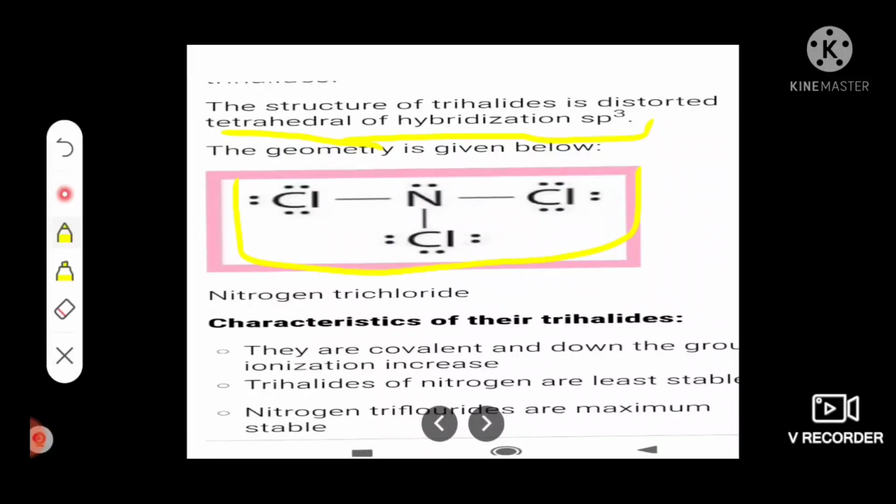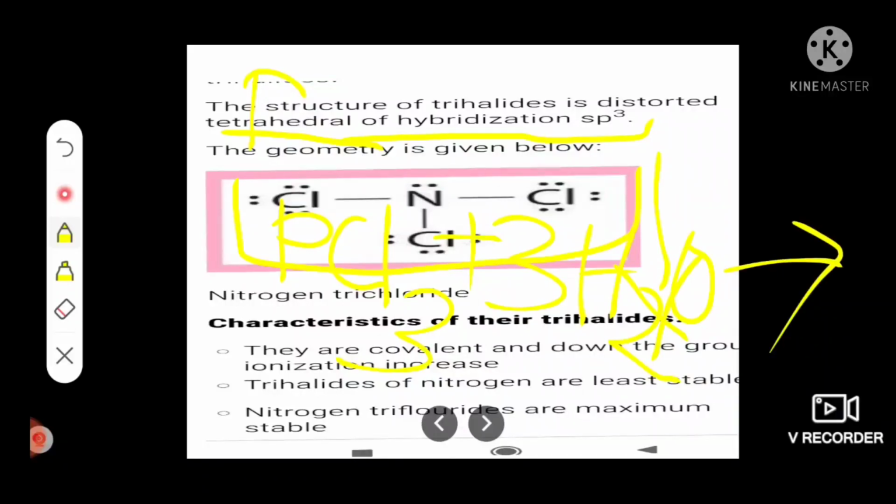The ionic character of trihalides increases down the group. Trihalides are hydrolyzed by water, and the ease of hydrolysis decreases down the group. For example, PCl3, that is phosphorus trichloride, undergoes hydrolysis to give orthophosphorous acid H3PO3 plus 3HCl.